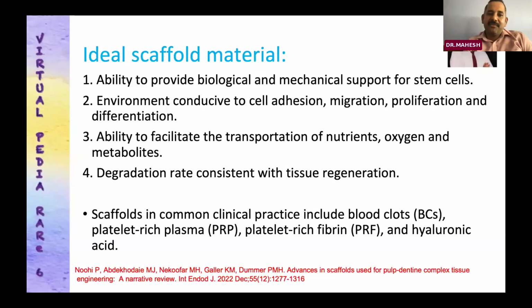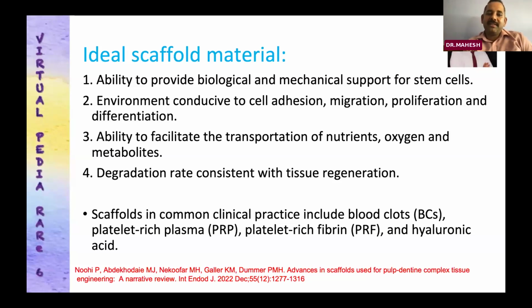So what is an ideal scaffold? If you take up the properties of a scaffold, it is the one where the cells and the signaling molecules come onto the scaffold and stay on the scaffold. The scaffold should provide biological and mechanical support for your stem cells. It should provide an environment conducive for cell adhesion, migration, proliferation, and then differentiation of your stem cells to specific osteoblast cells. And the scaffold should also provide nutrition for these cells, oxygen, and metabolites.